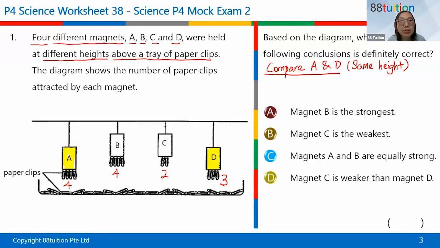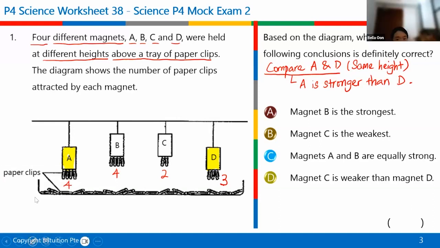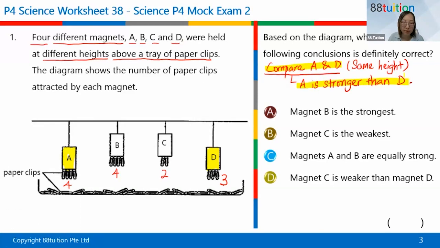You typed in the answer B. Oh, that's an earlier question, is it? Okay, yeah, Irvi, I can see your answer. So it's A. All right, so A is the stronger magnet. A is stronger than D. How do you know? Can someone unmute yourself and tell me how you know A is stronger than D? A attracted 4 paper clips, but D attracted 3 only. Okay, well done. A attracted more paper clips than D.